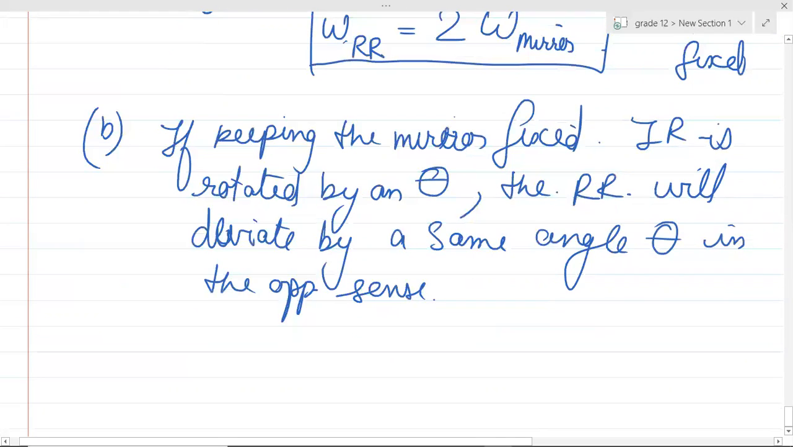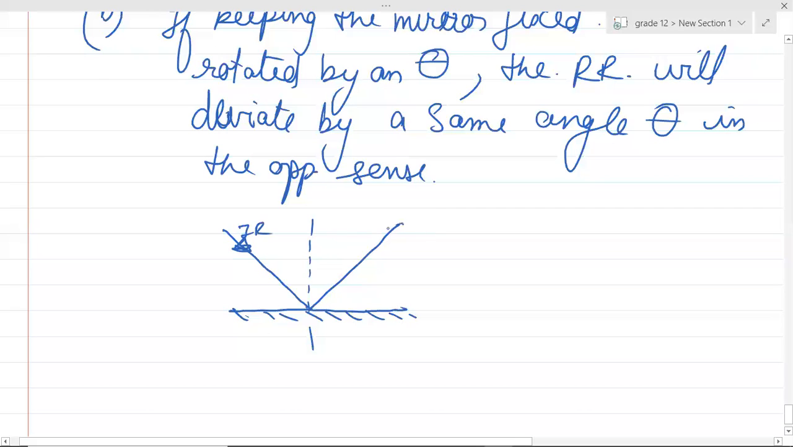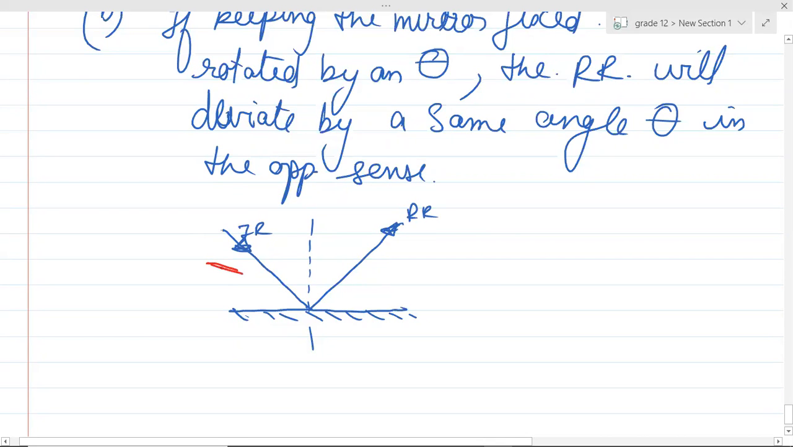So what do I mean by this statement? Suppose I have a mirror, this is the normal. I'm not rotating the mirror this time. I'm rotating the incident ray. So this is my incident ray and this is my reflected ray initially. And now let's say I have rotated the incident ray by an angle theta. And let's say I'm doing it anti-clockwise again. So let's say this is my new incident ray IR dash. And can you see this angle theta by which I have rotated it?